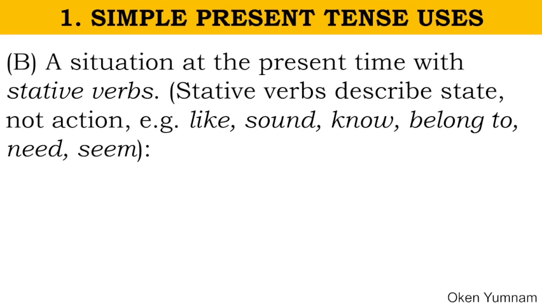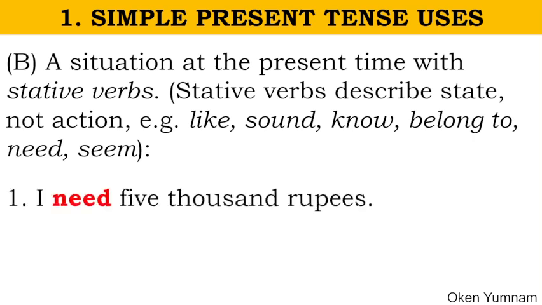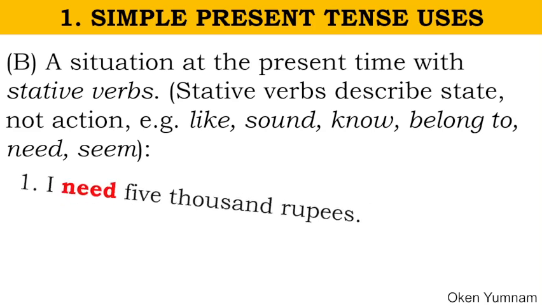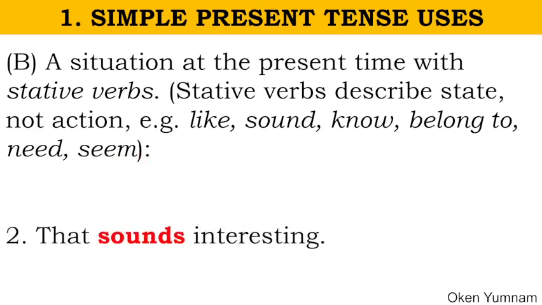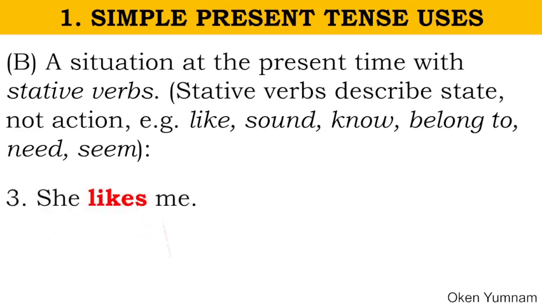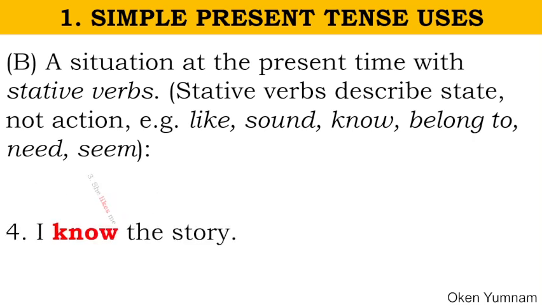Let's have a look at some of the examples. I need 5,000 rupees. Need is a stative verb, so we use simple present here. That sounds interesting. She likes me. Like is again a stative verb. I know the story. We cannot see the action of the verb know. It's a stative verb, so we use simple present here.